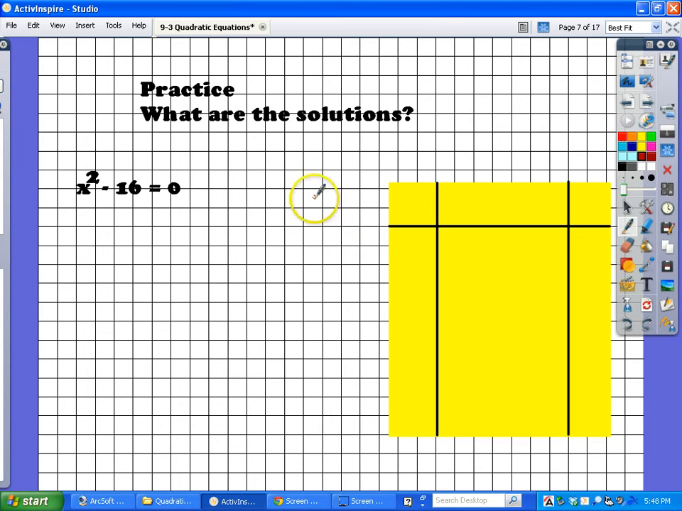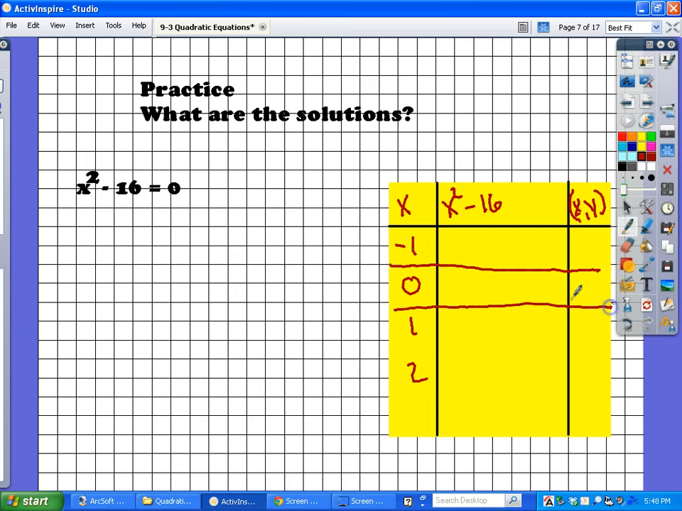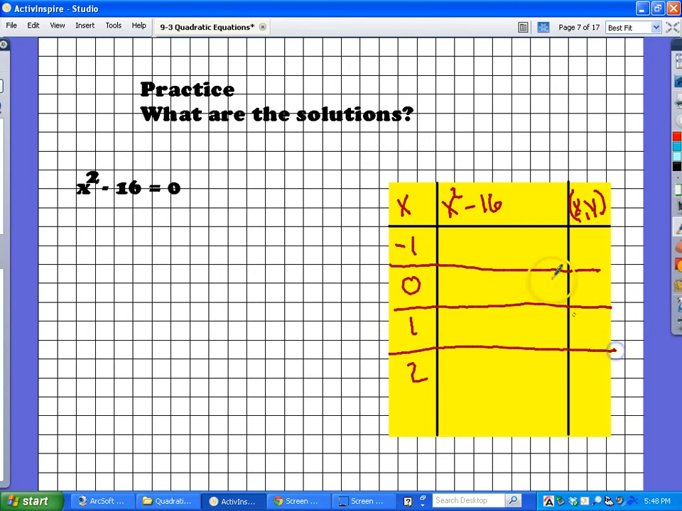We're getting into, once in a while you'll see some real low y-intercepts, or even some pretty big ones. So let's do this. You have x, and then x squared minus 16, and I'll have my coordinate pair. So here we go. My x: negative 1, 0, 1, 2. I'm going to draw some lines across so I don't get these mixed up. Negative 1 squared is 1, and 1 minus 16 is negative 15. So I have negative 1, negative 15.